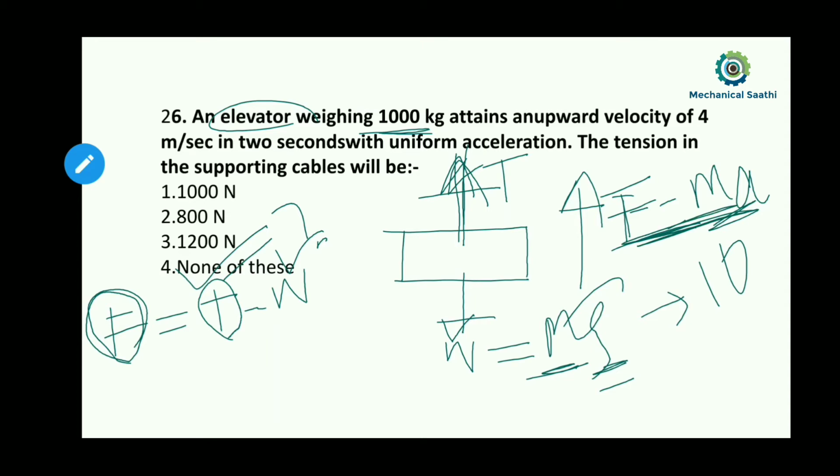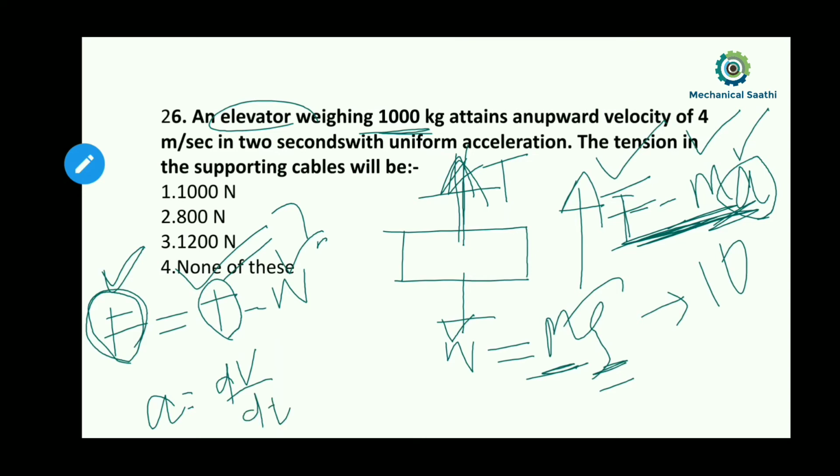For finding the value of this force, we need to know the values of m and a. m is known to us, and if we can find the acceleration with which it is moving up, then we can find the force due to this motion. So let us try to find the value of a. We know that a is equal to dv by dt, the rate of change of velocity.